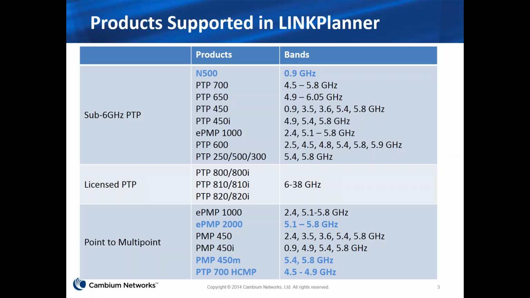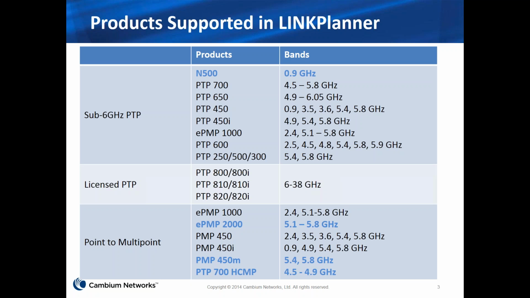So just a quick overview of all the products we support in LINKPlanner. The ones highlighted in blue are the new ones that we're going to be looking at today. So we've added the N500 from the new CN Reach family. That's just been launched in about the last hour. Check out the Cambium website for more details on this new and exciting product as we step into the Internet of Things.